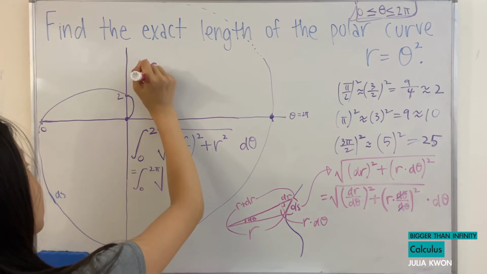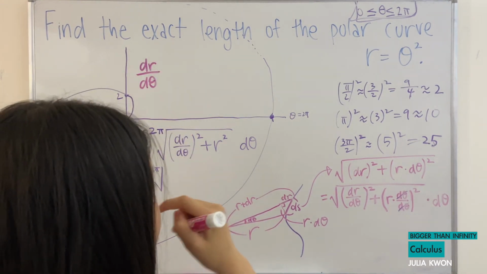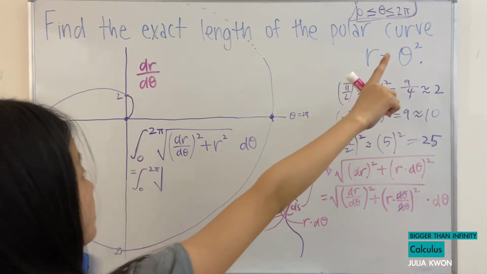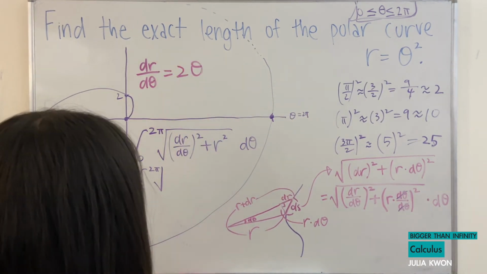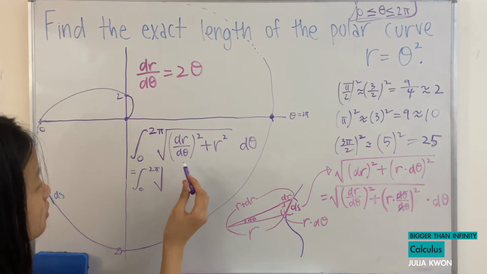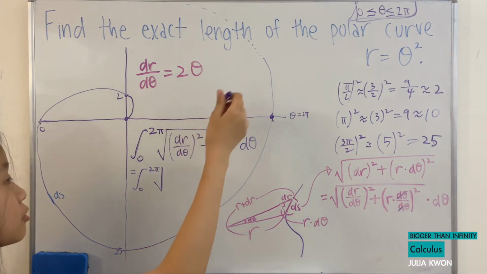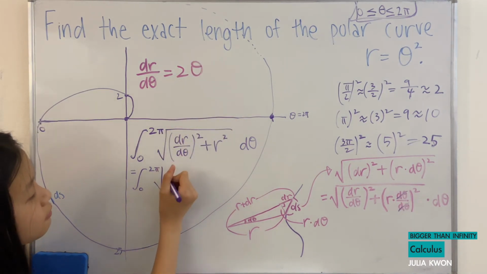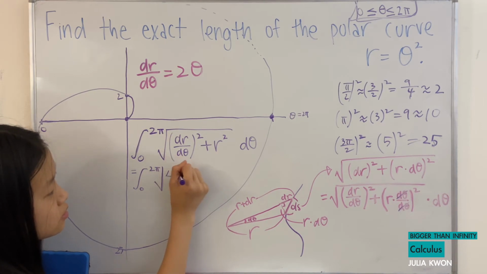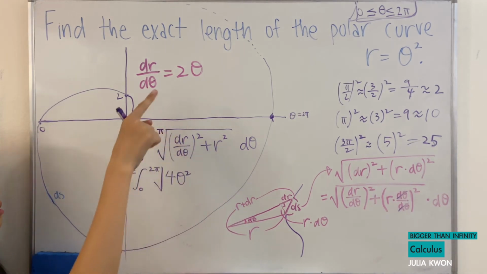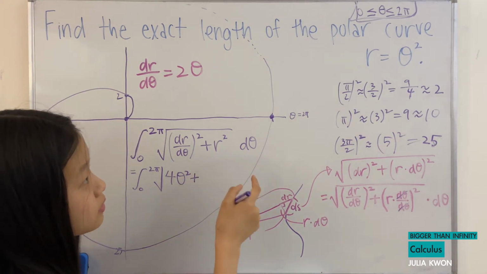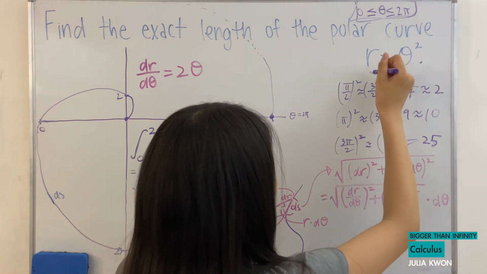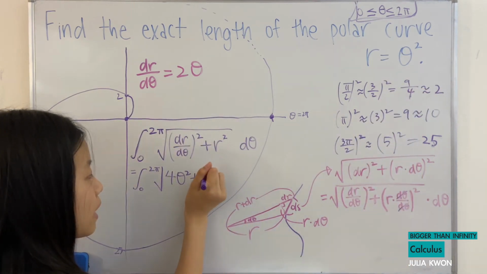dr divided by d theta would be equal to the derivative of this, which would be 2 times theta. And so we're going to replace dr divided by d theta with 2 theta, which would give us 4 times theta squared if we square the 2 theta. And then we add r squared, and r squared would be equal to theta to the power 4.